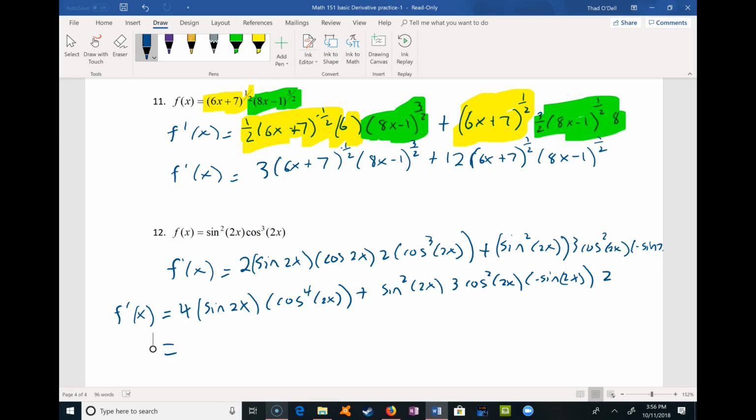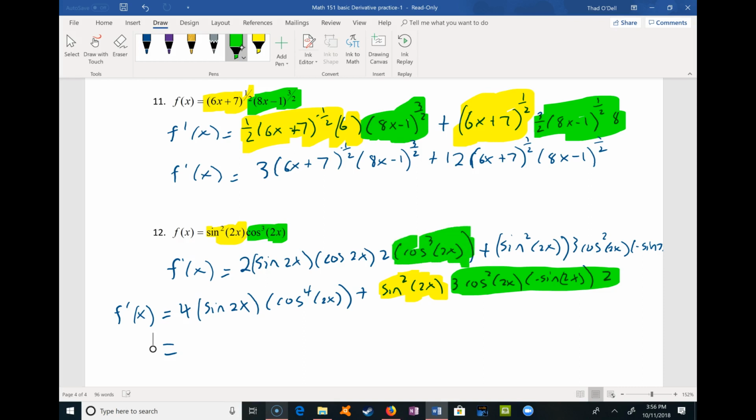So just to be clear on this, I'll bring in my highlighter. So we'll call that yellow, and we'll call that green. So the yellow guy ended up being right there. Then all the rest of this is the derivative of the green guy. Okay? Same way up here, this is just the green guy. And that's the derivative of the yellow guy.